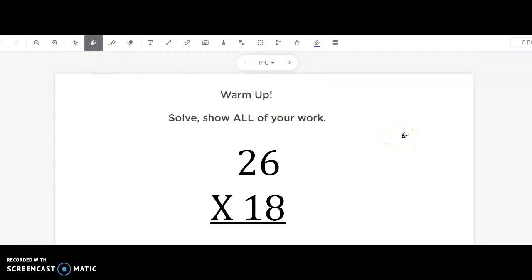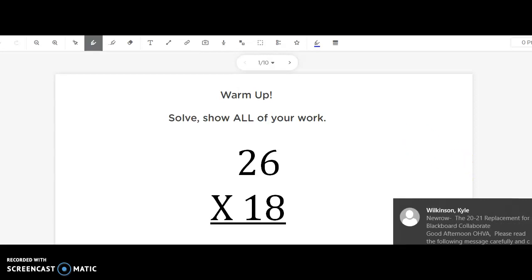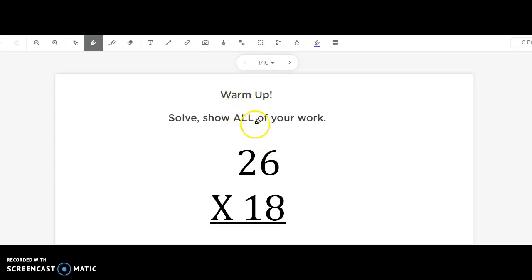Hopefully, you're working hard in math class. I'm going to go through a couple of warm-up problems with you so that you can check your work when you're finished. Make sure that you're showing all of your work, okay? So let's take a look. It says warm-up: solve, show all of your work.